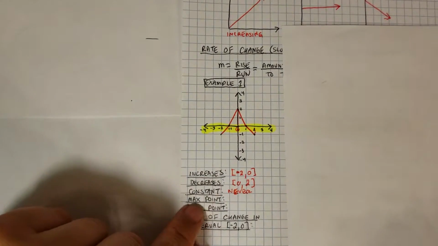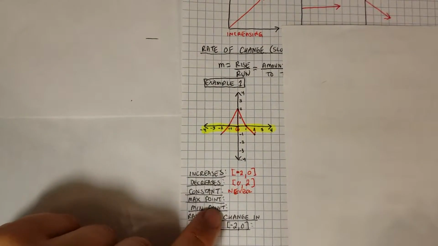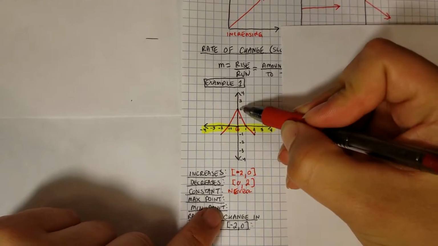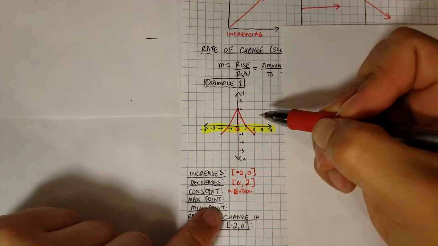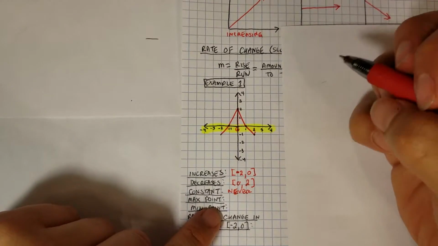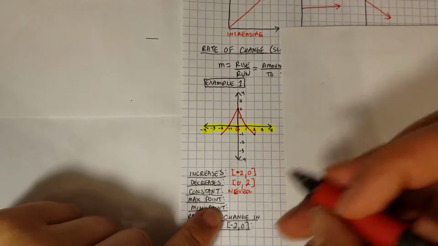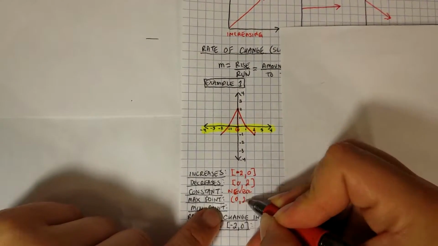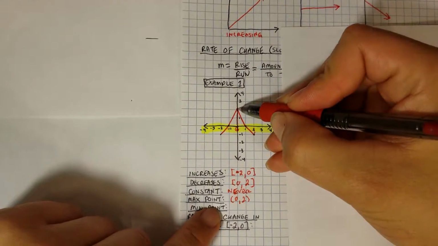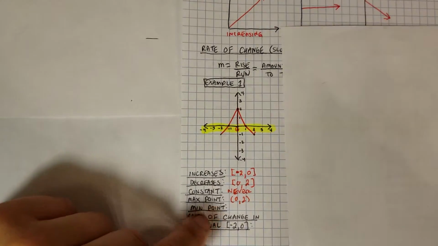Is there a maximum point? Is there a peak? It looks like there is. That maximum point is actually up here. If I were to graph that point, it's a point, so we want two numbers, an x and a y. It's (0, 2). So my maximum point will be (0, 2), which corresponds to that point right there.